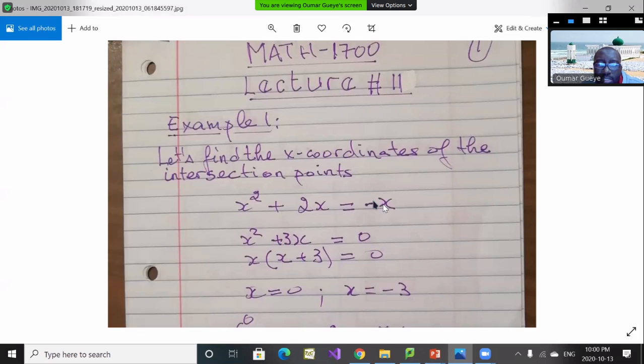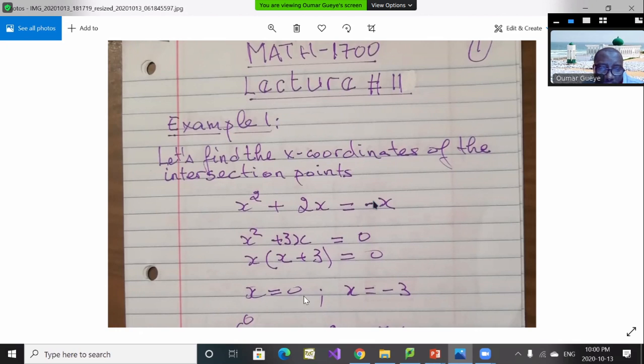That's what I did here. I move the negative x from right to left. It becomes plus x. We'll get 2x plus x. That's why we got here 3x. And I'm going to take x out. Don't simplify the x. If you do it, you will miss one solution. And I factor out the x. This product is equal to 0 if x equal to 0, or the second bracket equal to 0. And second bracket equal to 0 means x equal to -3.